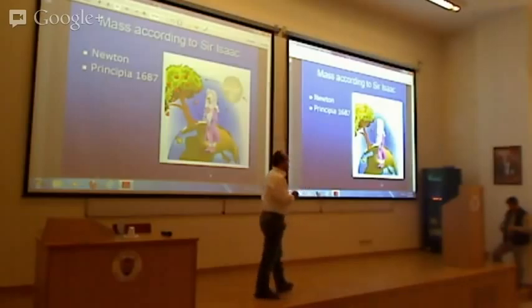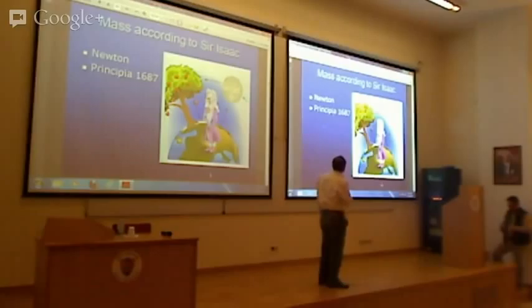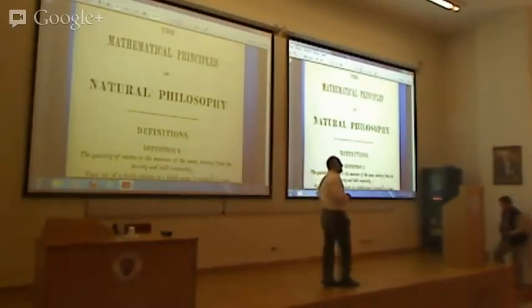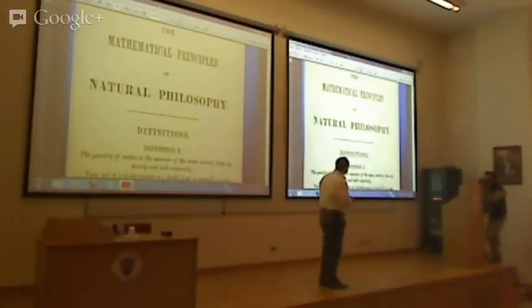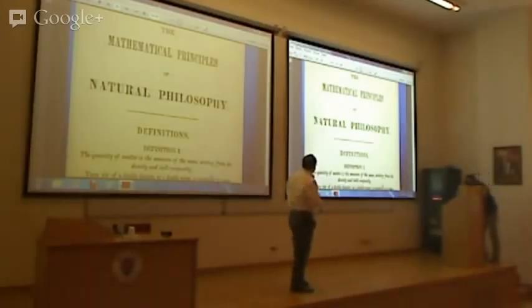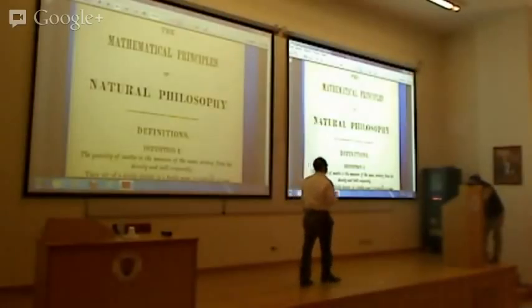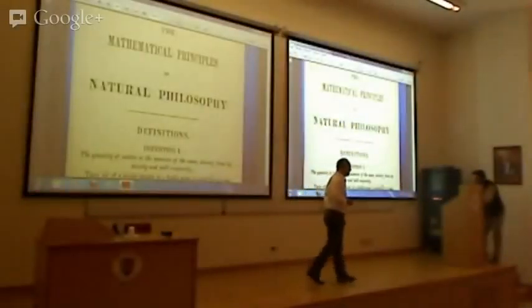Now, let me go back. Mass according to Newton. In the Principia, well, he was a very smart man. He started in his book, the first definition is mass, and who reads the first one, right? And then, basically, he uses this a lot. The quantity of matter is the measure of the same arising from its density and bulk conjunctly. I couldn't fit it in here, but he said, I will call this mass, okay? That's what he said.